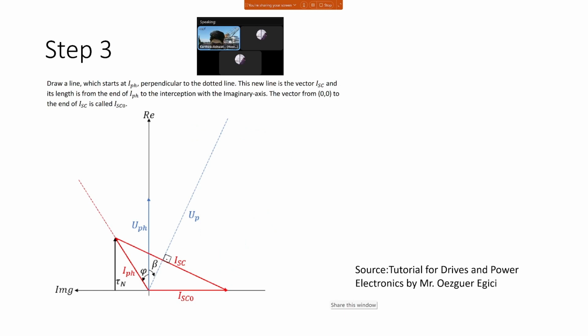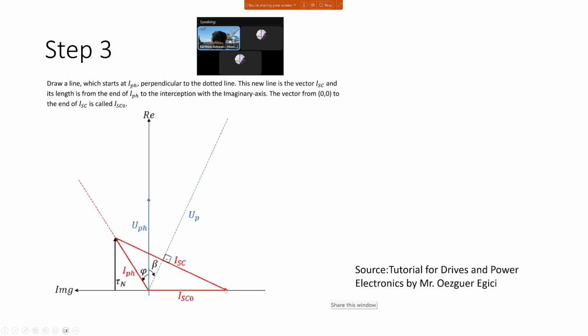Now this short circuit current ISC is drawn perpendicular to UP. If you're doing it on paper, just imagine you have a scale. You take it perpendicular to the UP line and you move it along the UP line until one end of the scale is on IPH. Then you extend until it meets the imaginary axis, and that point is of interest to us later on, you will see, it's very important. That point is basically showing the ISC 0 current.